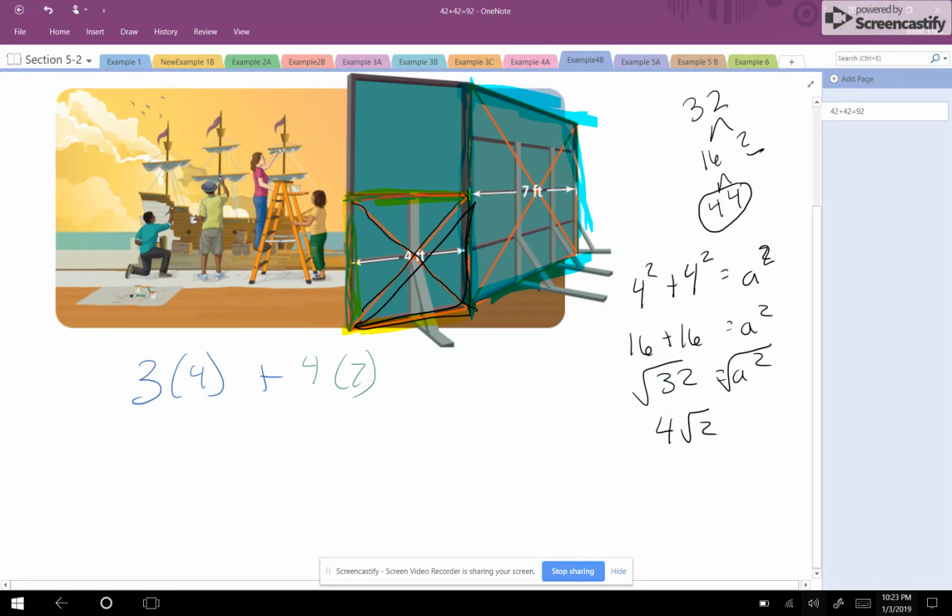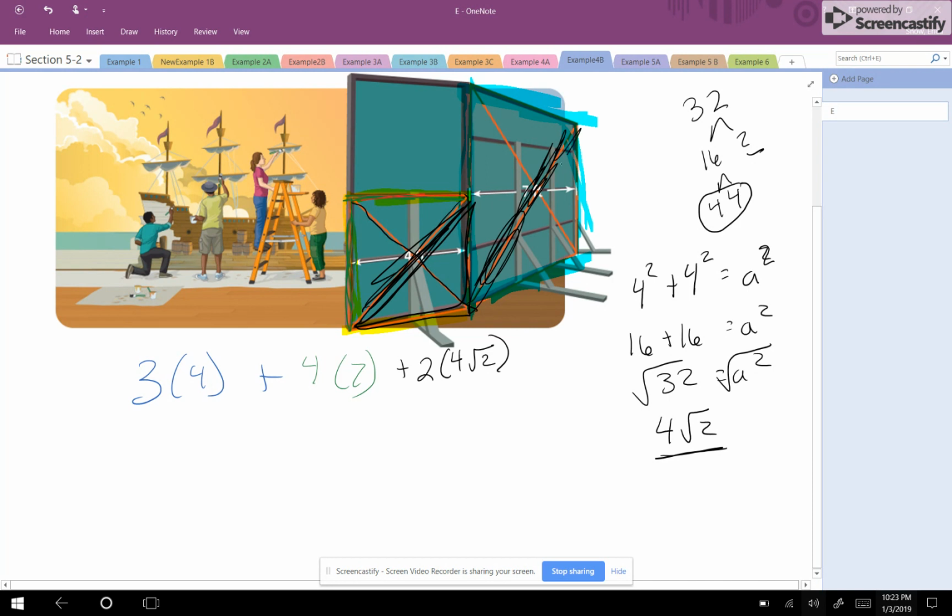Okay, I'm going to pick up right where we left off. So we know that one of these diagonals is 4 square root of 2, and that we have 2 of those diagonals. So we're going to have 2 times 4 times the square root of 2. Whew, that's a lot of stuff to say. Now we need to do the big diagonal.